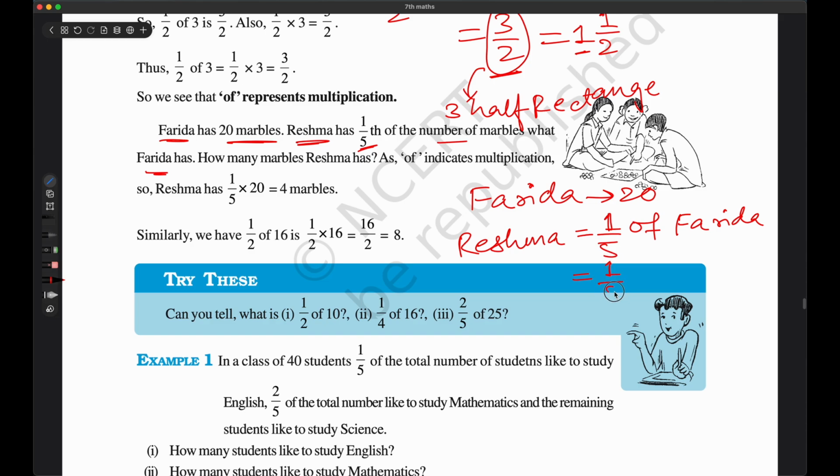Now we can replace of by the multiplication sign, and Farida has 20 marbles, and that is equal to 20 by 5, and 20 by 5 is equal to 4. So Reshma has 4 marbles. Similarly, we have half of 16. We can replace of by the multiplication sign. Half into 16 is equal to 16 divided by 2, which equals 8.